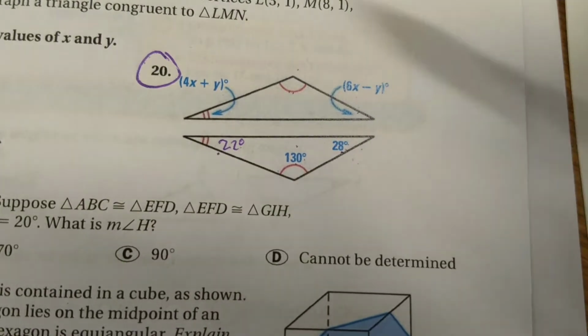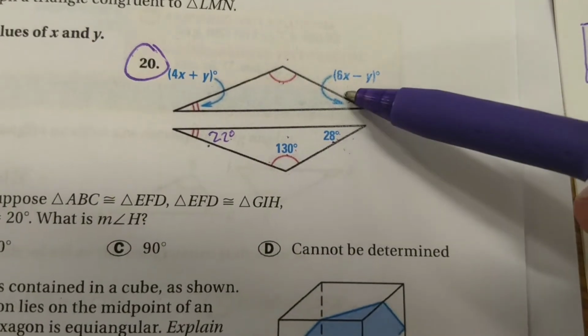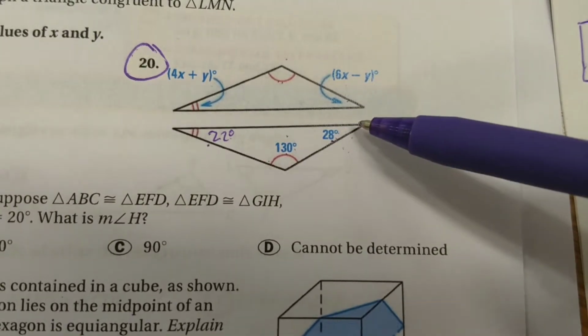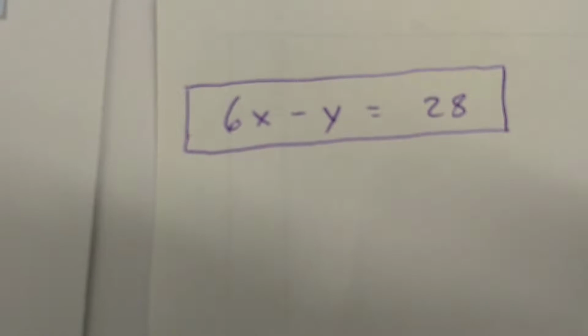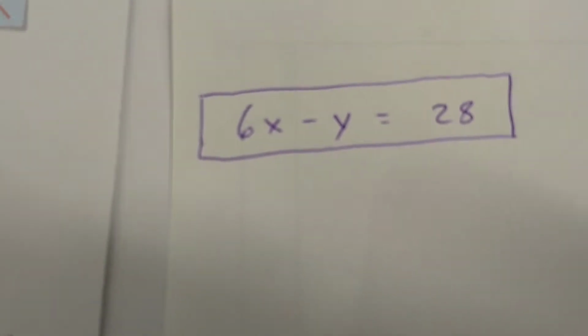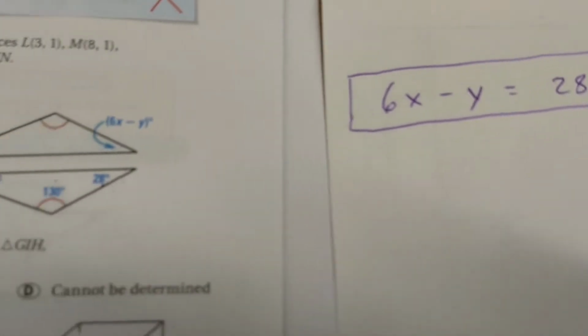Okay, so there's really two equations that I could write based on this information. I could say that these two are the same, so 6x minus y must equal 28. I know that that is true. The problem with that is that it's got two variables in it, and so it's going to be very difficult for me to use that to solve for both variables.